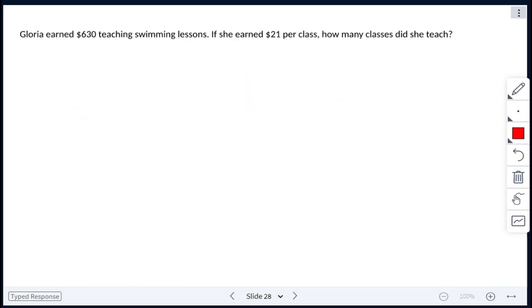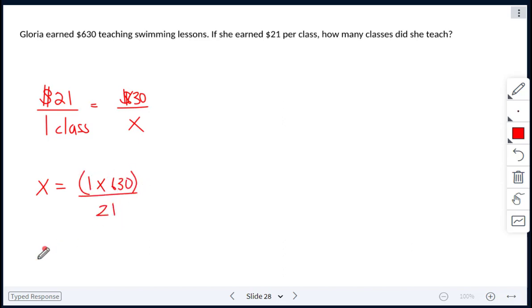So our next example, Gloria earned $630 teaching swimming lessons. If she earned $21 per class, how many classes did she teach? So let's just set this up as a ratio. She earns $21 for one class, and she's getting $630. How many classes did she teach? All right, so solving for x, 1 times 630, divide that by 21. All right, and that gives me 30. So therefore, she taught 30 classes.